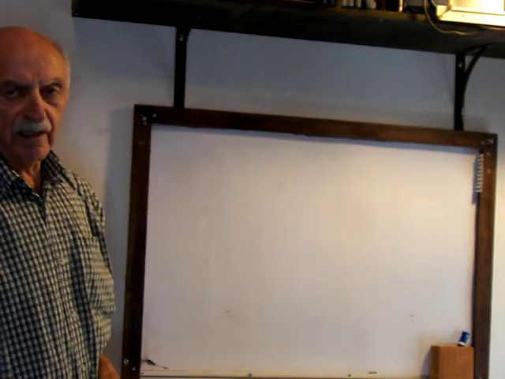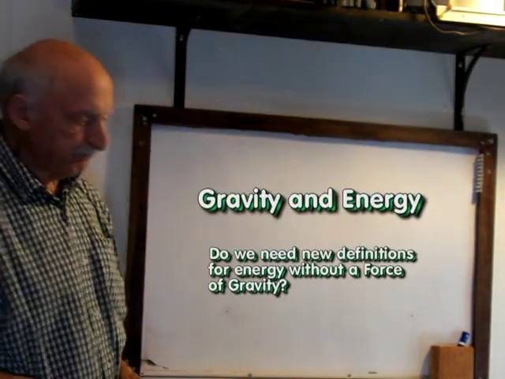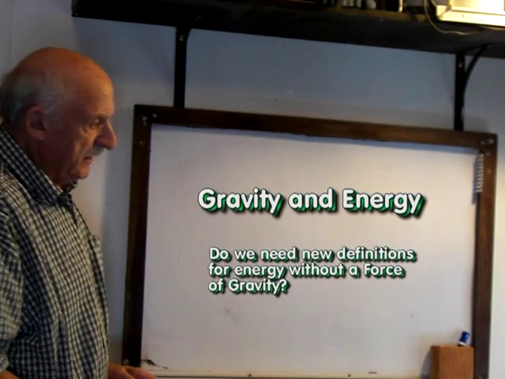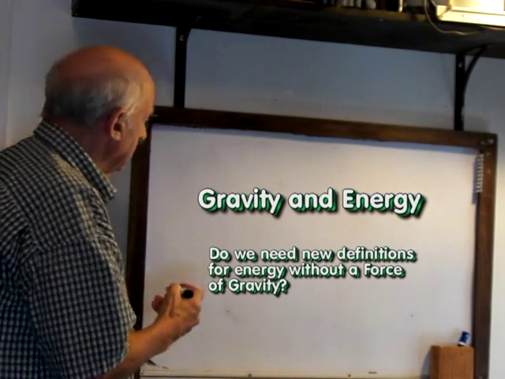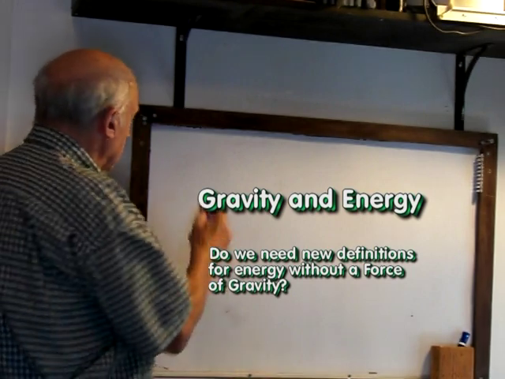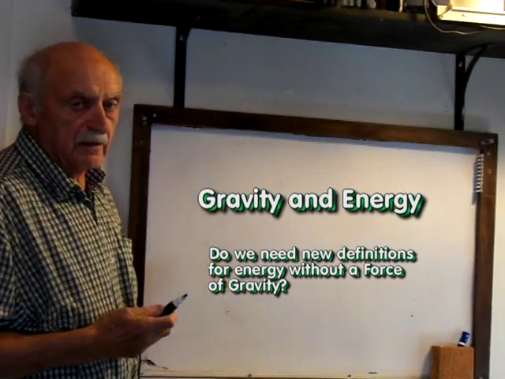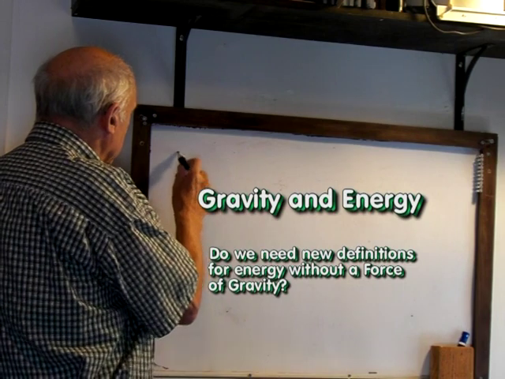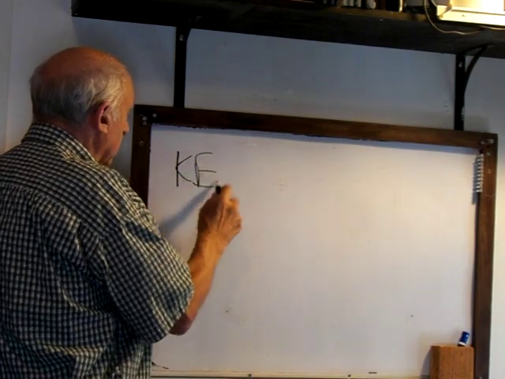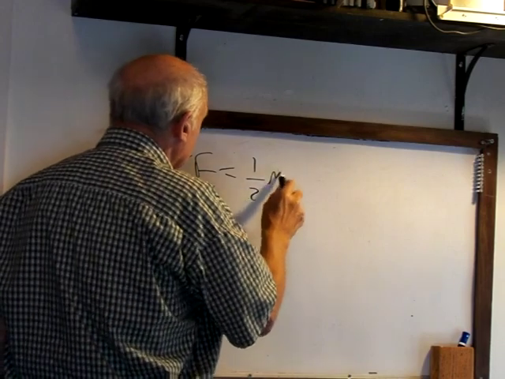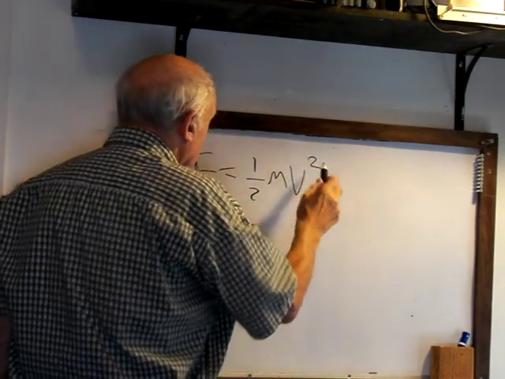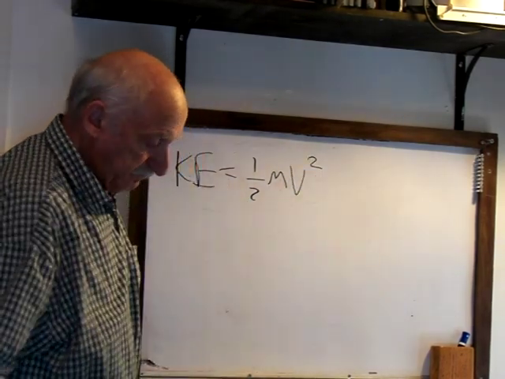Let's talk about gravity and energy. Equations for energy, according to Newton, in fact according to classical physics, are that kinetic energy equals half the mass times the velocity squared.